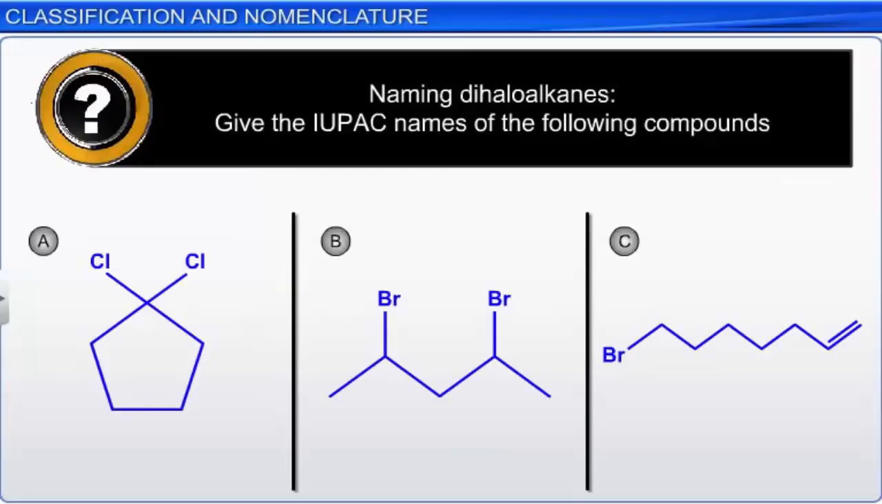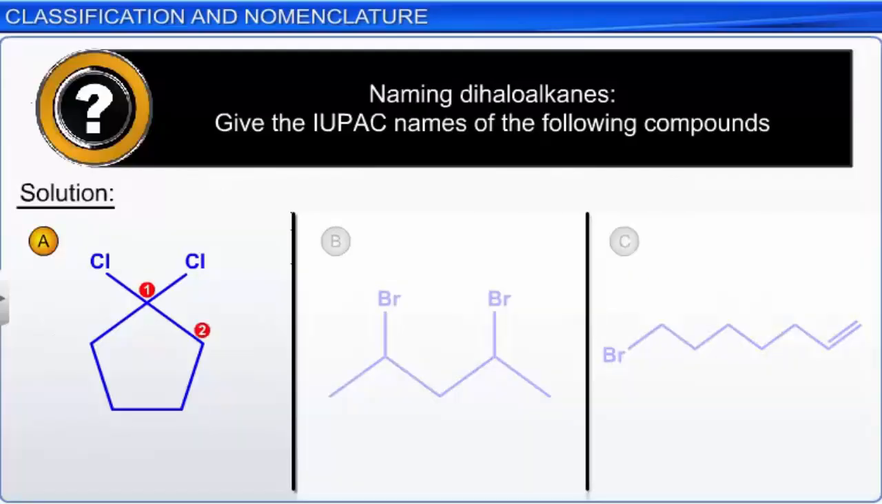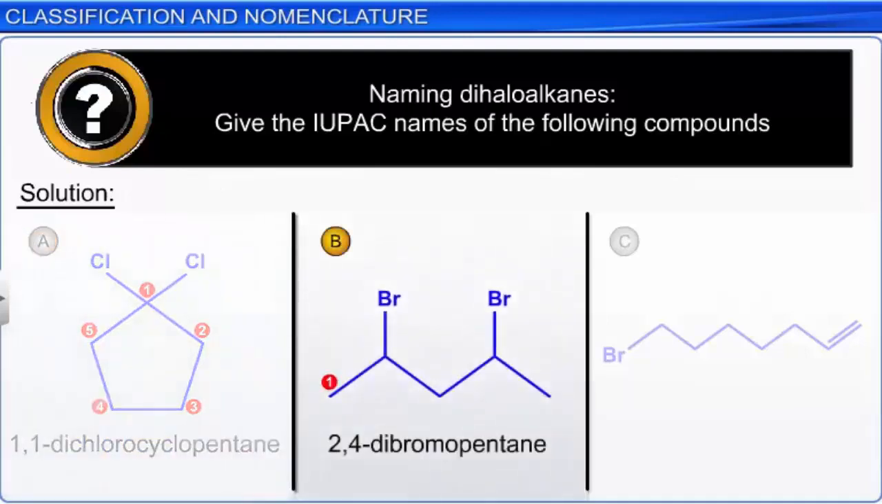Here are some additional practice problems. Try to name molecules A, B, and C on your own before proceeding. Molecule A is 1,1-dichlorocyclopentane. Molecule B is correctly named 2,4-dibromopentane.